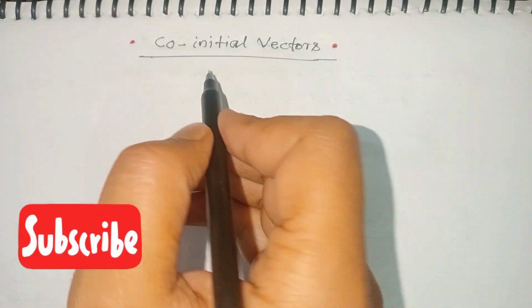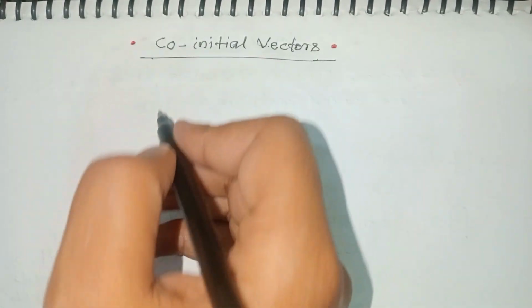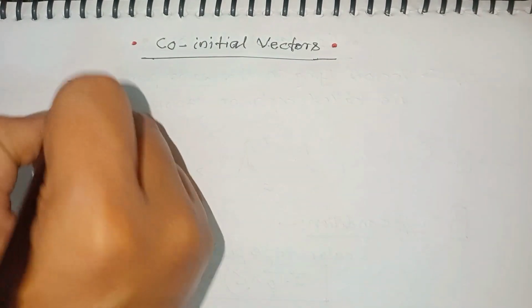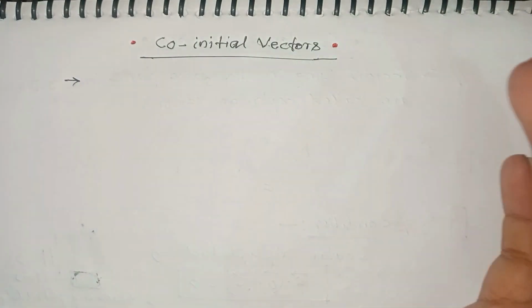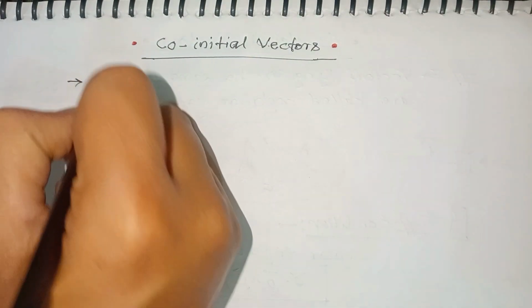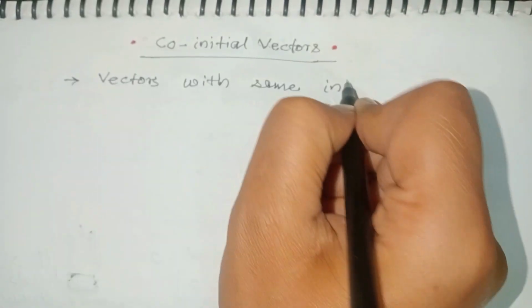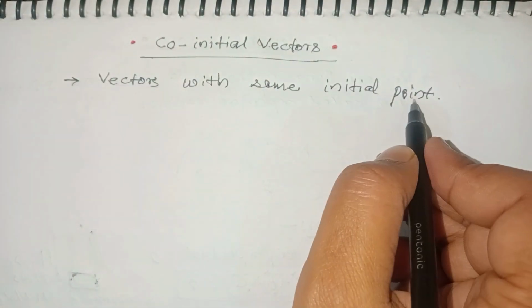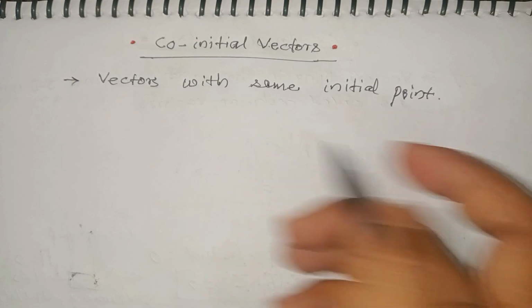Let's study coinitial vectors. Coinitial vectors means, at first, let's define two vectors with the same initial point. Okay, let's give the definition. Vectors with the same initial point are called coinitial vectors.